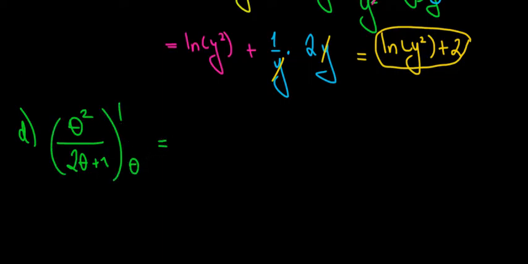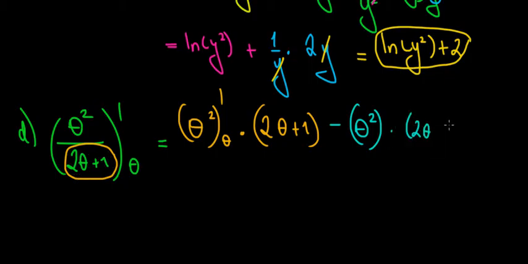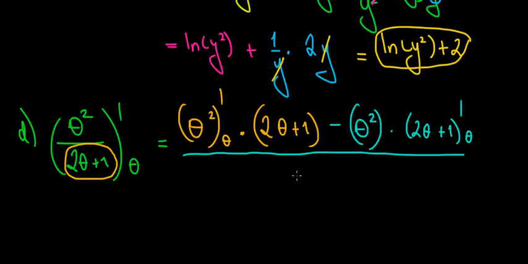Okay, so we're going to use the quotient rule because we're differentiating a division. Now we're going to differentiate the first term, theta squared derivative with respect to theta, multiplied with the second term, the denominator, which is 2 theta plus 1. Now minus, we're going to subtract the first term, theta squared, multiplied with the derivative of the denominator, which is 2 theta plus 1, derivative with respect to theta, all of it divided by the denominator to the power of 2. So 2 theta plus 1 to the power of 2.